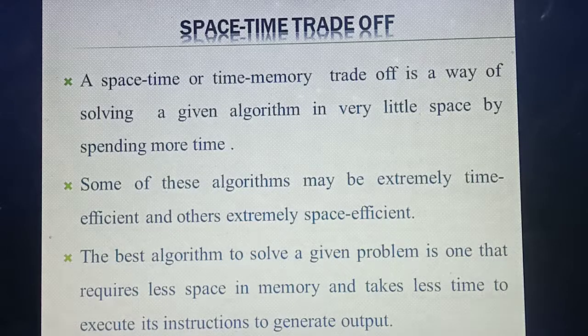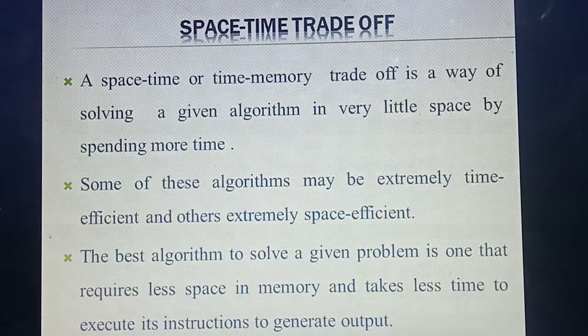So different factors are there. Listen, first thing, an algorithm will take only some space in the memory, but you need to spend more time to do the algorithm. Okay, so next one is, some algorithms will take less memory space and less time to execute.